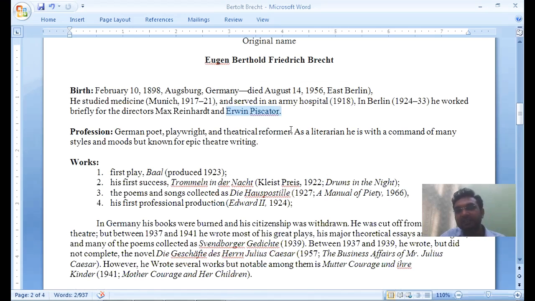He utilized the issues surrounding realism-based incidents in literature as a stage performance. So, as a literarian, he has command of many styles and moods. He has command of several topics, but basically he is known for epic theater.